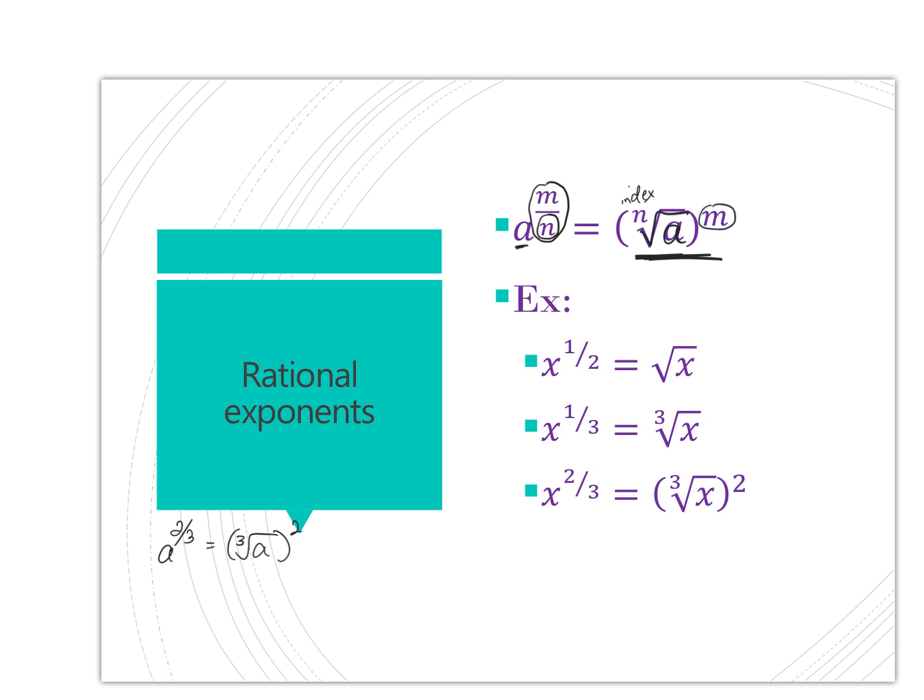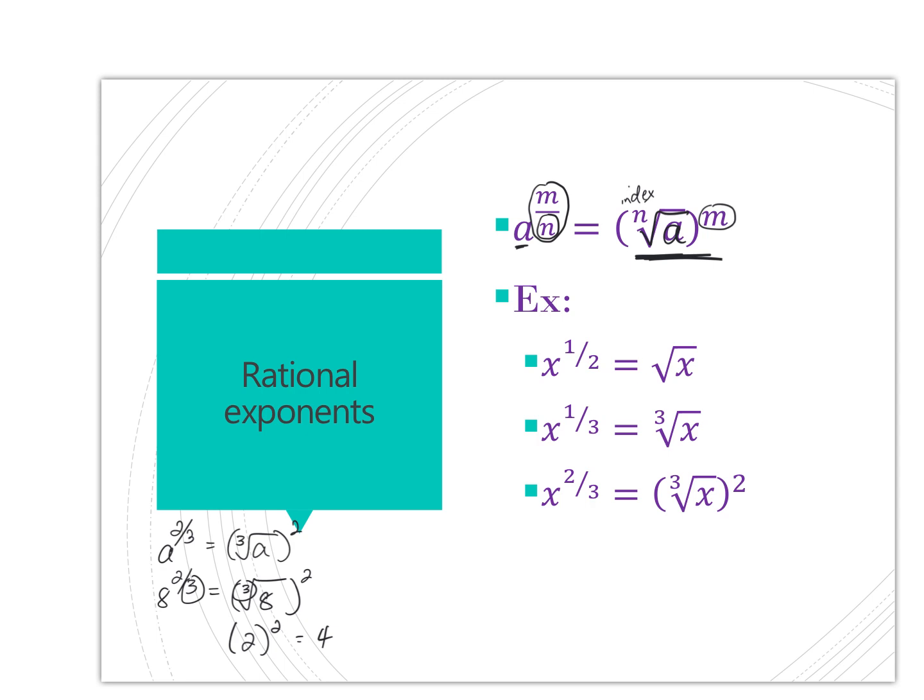If I use numbers, let's think about it. Let's do, for example, 8 to the 2/3 power. Well, what that means is I'm going to take the third root of 8, and whatever that answer is, I'm going to square it. So again, because the denominator is 3, it's the third root, that's my index, and then the 2. So the cube root of 8 is 2, and then 2 squared is 4.